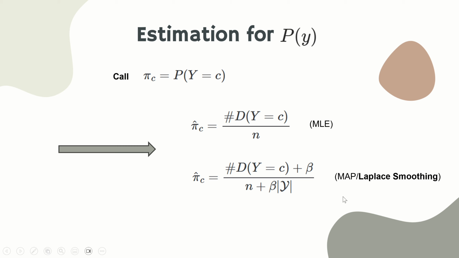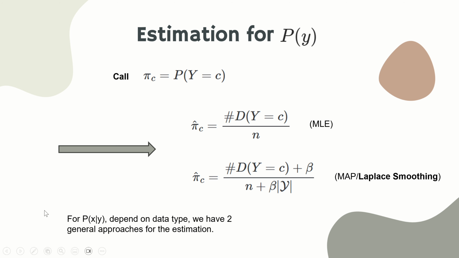MAP, on the other hand, we will add some number here in order to not overfit, and we also add this term in the denominator. This technique is also called Laplace smoothing. This technique is much easier to explain than MAP. Using MAP to obtain this formula is not really hard, but it's really complicated.